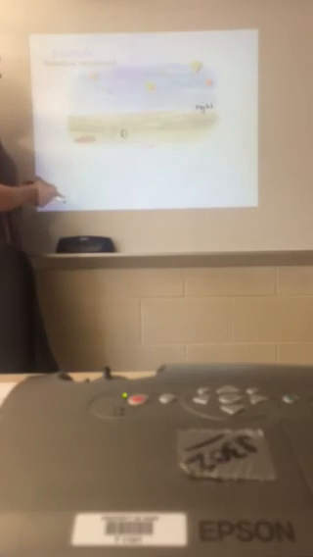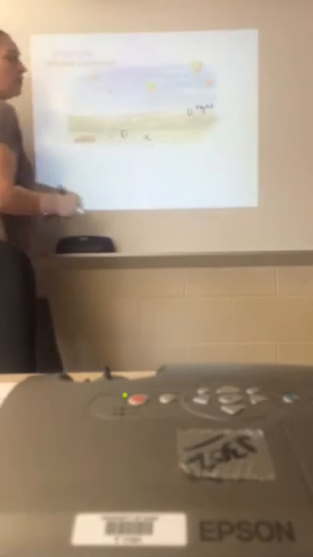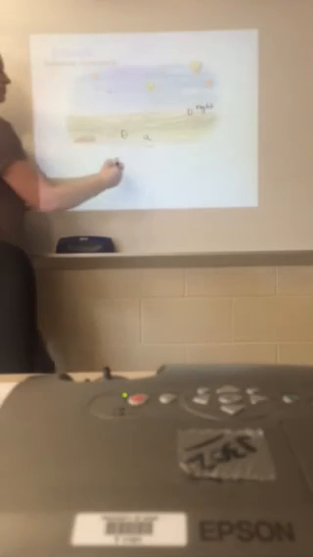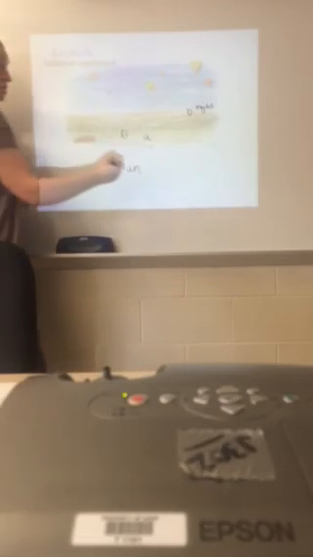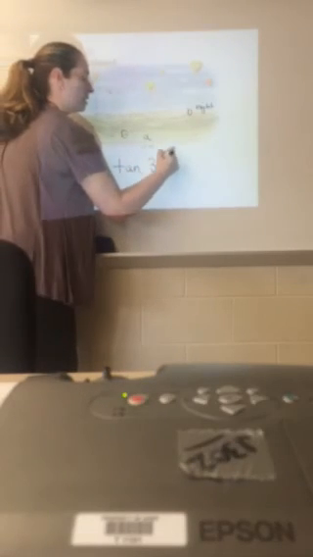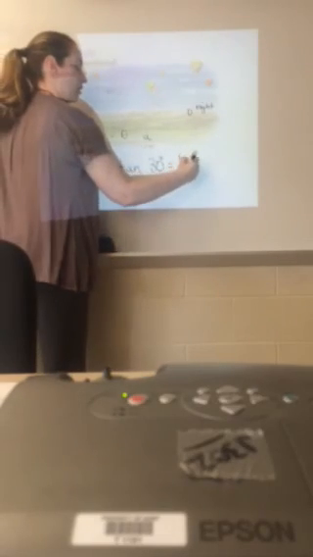I know 30. This is going to be my adjacent side and my opposite side. What ratio relates A and O? Tangent. Tangent is my ratio. Do I know the angle? Yes, it's 30 degrees. Tangent is O over A, so I'm going to have my height over 1.2.